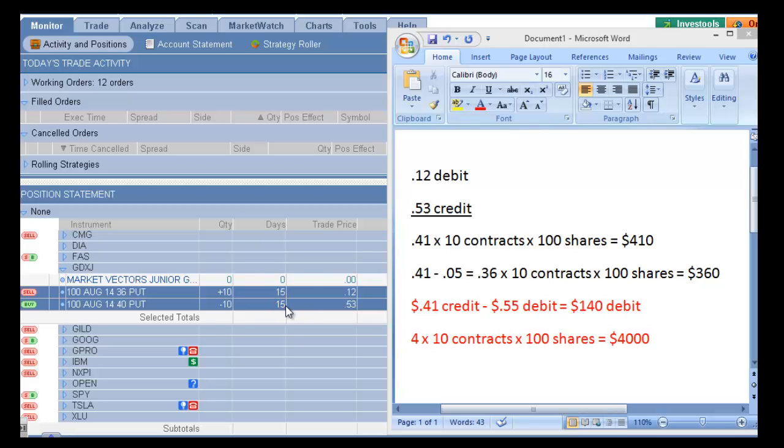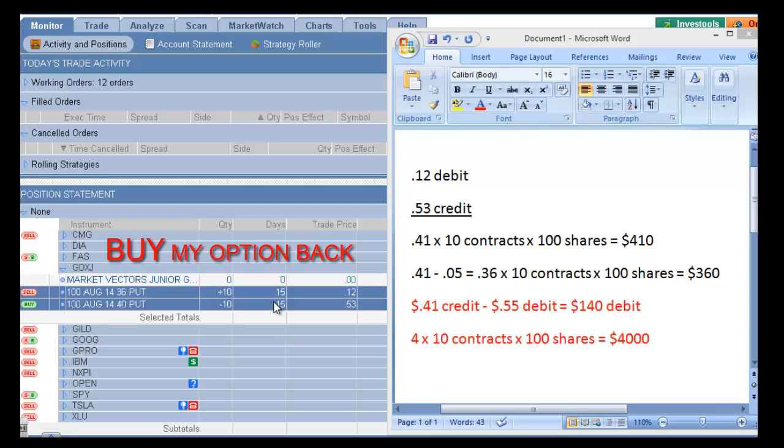Now on expiration Friday, I want to take this threat off of the table with this particular option. I want to ensure that I still receive a credit. So what I do is I take the 41 cent credit that I have and I sell this entire option back for 5 cents to take the threat off the table. If you take the 41 cents and subtract 5 cents, you get 36 cents, and you times that by 10 contracts, 100 shares, and we know monthly options are worth 100 shares. That will give me a grand total of $360 in exactly 15 days.